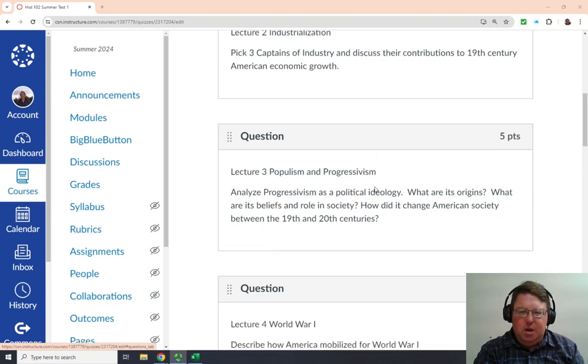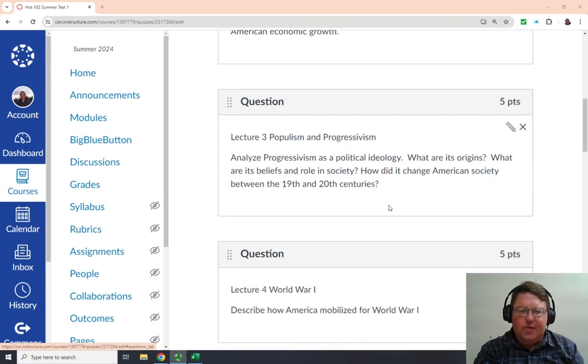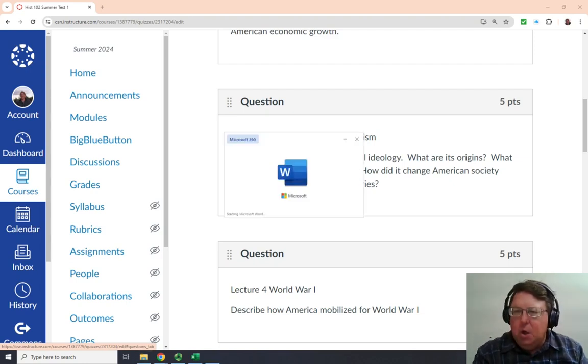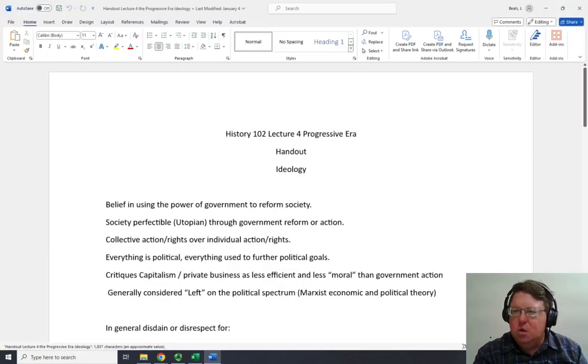Lecture 3 is analyze progressivism as a political ideology. So what I'm looking for on there is in the page. Let me pull it up here in real time. I thought about pulling everything up before I talked to you guys, but I was like, let me, so in the page.